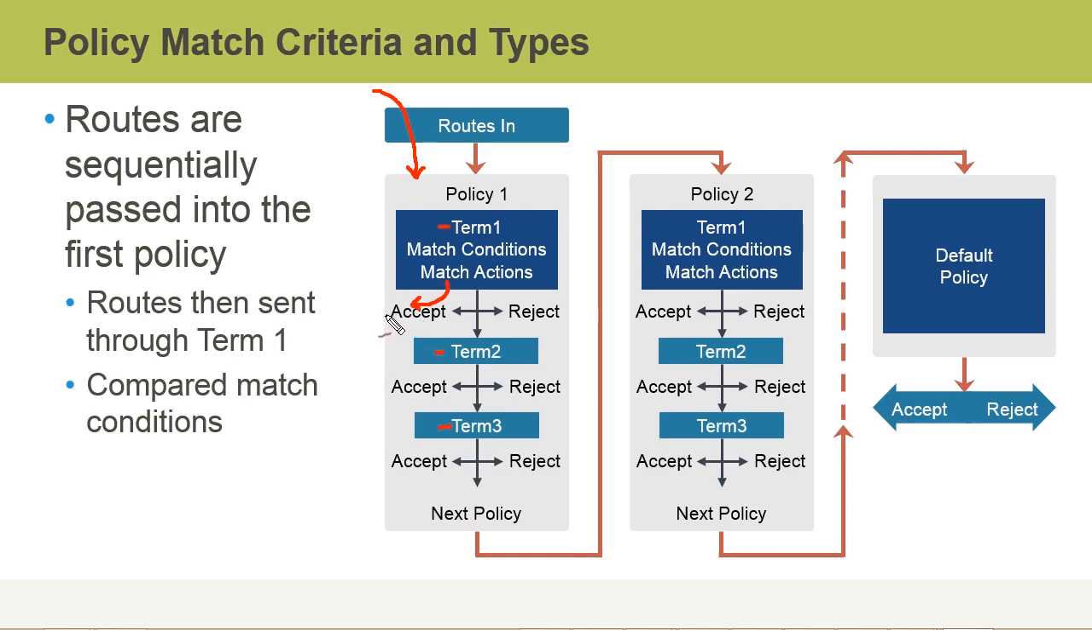Now, at this point, the information stops flowing through our routing policies because accept and reject are what we call terminating actions. The information is accepted and it'll be placed in the routing table. So that's the end of the story.